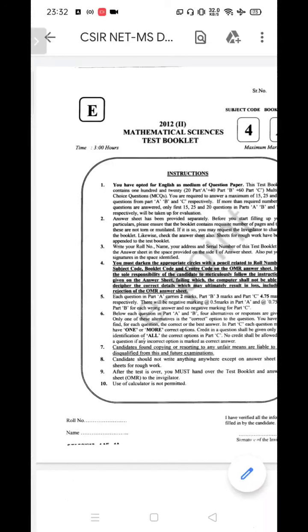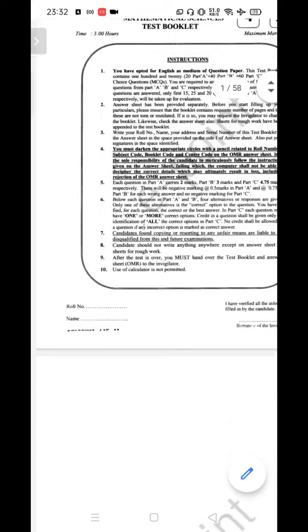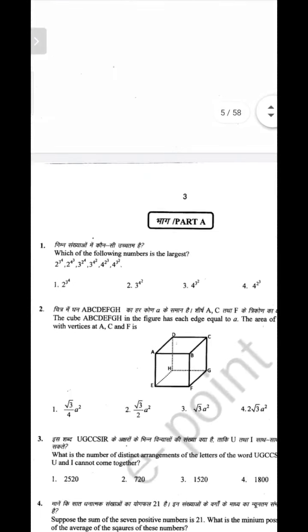Hello everyone. Okay, so today we are going to do day 1, December 2012. So I will quickly start. We are already 2 minutes late. So the first question is this: which of the following numbers is the largest one?